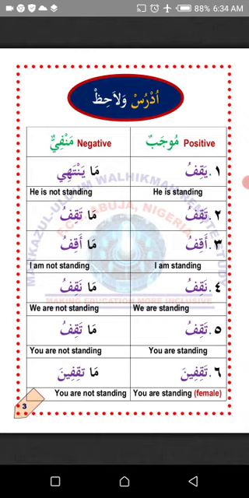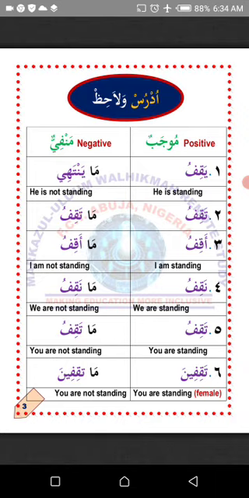Udrus, learn, walahiz, and observe at the same time. Mujab, positive. Manfiyun, negative. Mujab, positive. This is the state of a sentence in Arabic that means something is happening. Manfiyun, negative. This is the state of a sentence in Arabic that means nothing is happening.